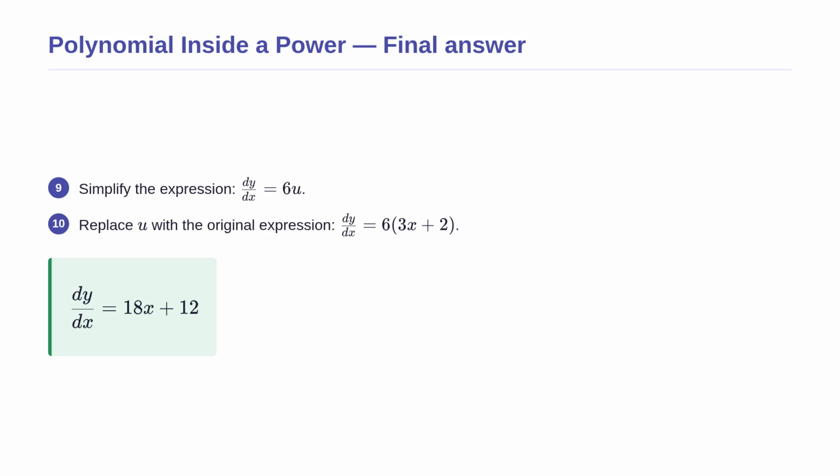Now we are ready to find our final result. We simplify our expression by multiplying the constants, 2 times 3, which gives us 6u. However, we cannot leave our final answer in terms of a temporary variable. We must replace u back with its original expression, 3x plus 2. Finally, we distribute the outside multiplier of 6 into the parentheses. 6 times 3x is 18x and 6 times 2 is 12. This gives us our final simplified derivative, 18x plus 12. This tells us exactly how fast the original function is changing for any given value of x.